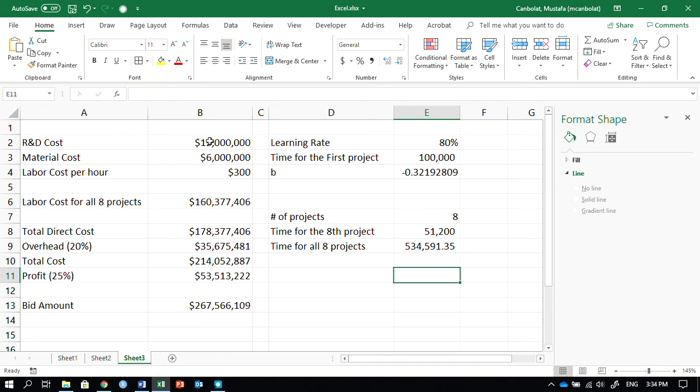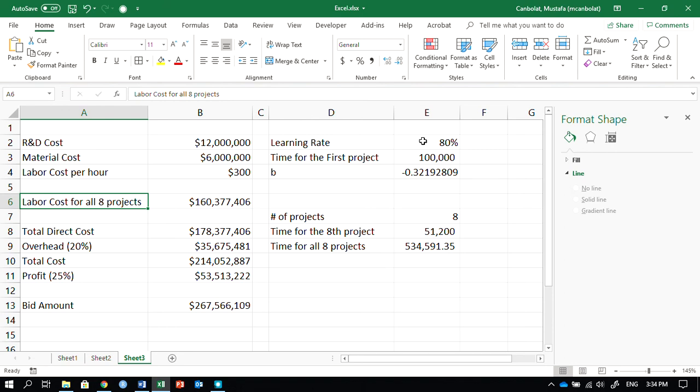So there is going to be, let's say, a fixed R&D cost, a fixed material cost, a labor cost per hour, and now we need to find the labor cost for all 8 projects. And how we do that is we need to first find the time for the 8 projects.